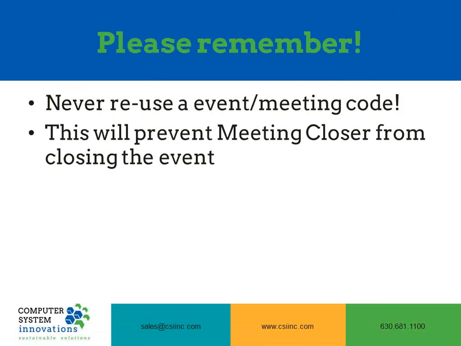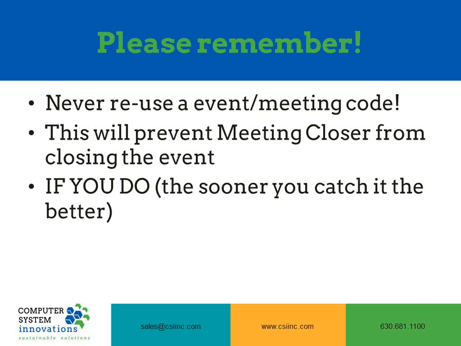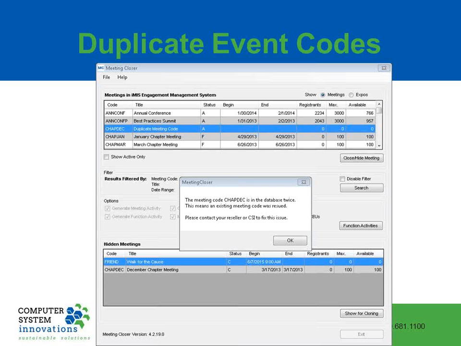Because what's going to happen is Meeting Closer says now you've got the same event code twice. If you do that, it's really important that you catch it before you start registering people for the new event. You can contact us and we'll send you a script to help clean it up. It looks like this if you do that. Here's a chapter December, terrible naming convention for a meeting there, chapter December, and it's going to say it's already out there. Call us. It's really important if you have not put any registrants in, it's very easy to clean up. If you start adding some registrants, it gets a little trickier, but we have some ways to help you out there.